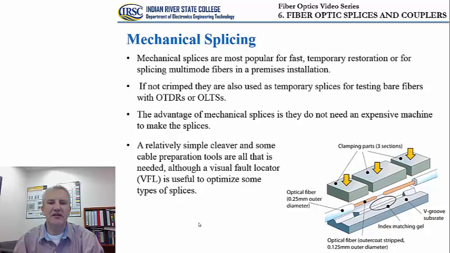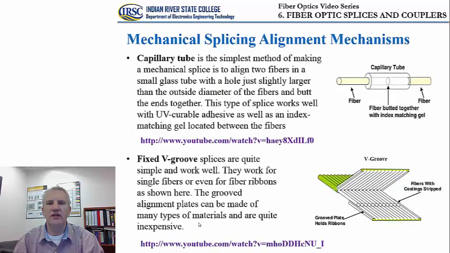A relatively simple cleaver and some cable preparation tools are basically everything that you need to provide to perform the mechanical splicing. Very often you would also want to have some sort of inspection tool, such as visual fault locator, to double check the success of your mechanical splice and eventually optimize some splices if optimization is needed.